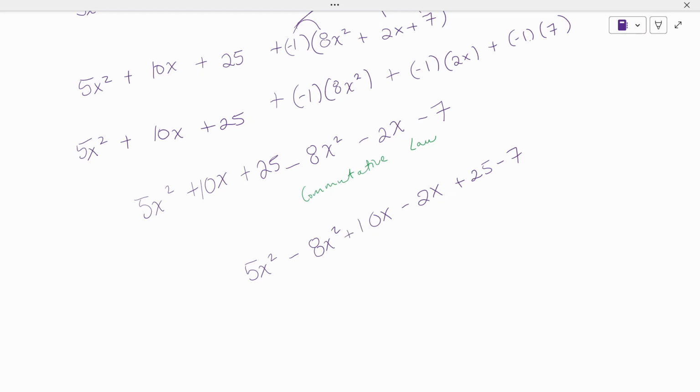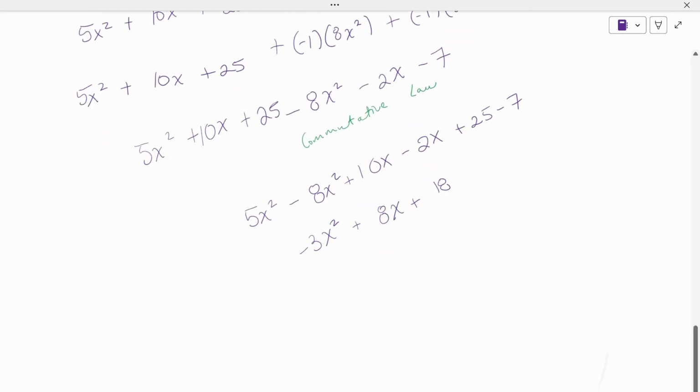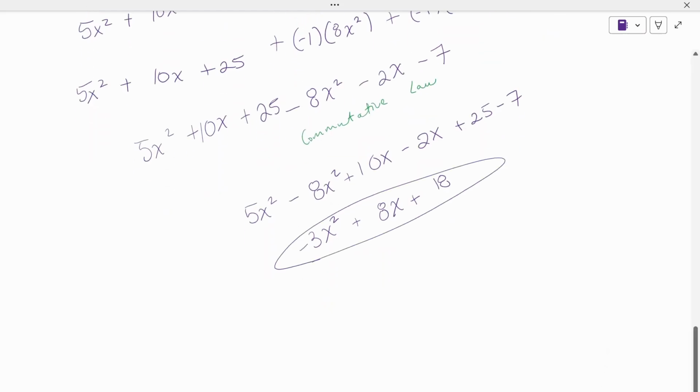By the addition of like terms principle, we can add x squares with x squares. 5 minus 8 should give me -3, so we'll write -3x squared. 10 minus 2x should give me a positive 8x. And then when I do 25 minus 7, that should give me, let's see, well, that would be 18. So this is my answer.